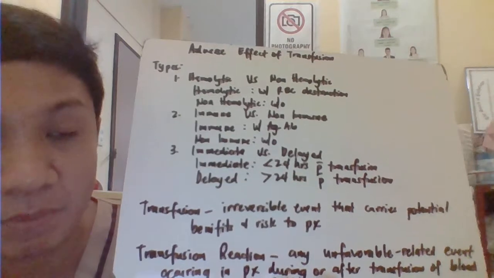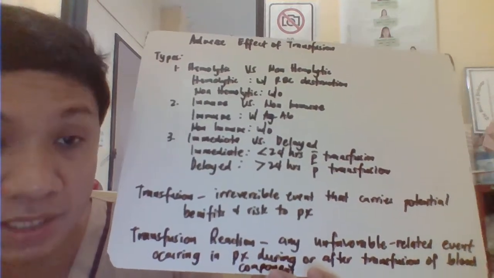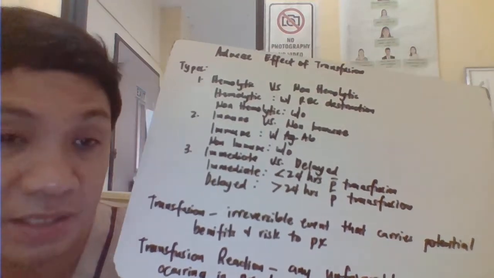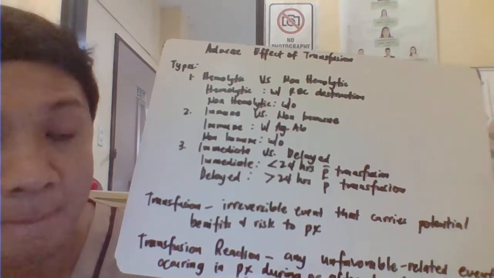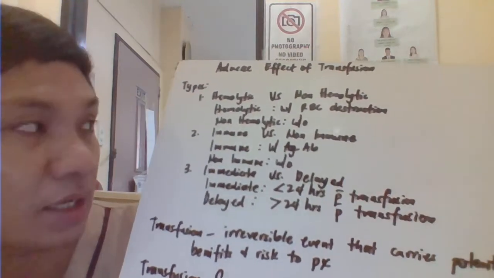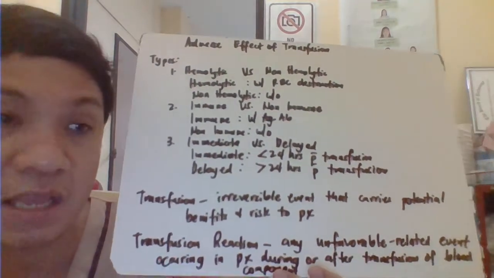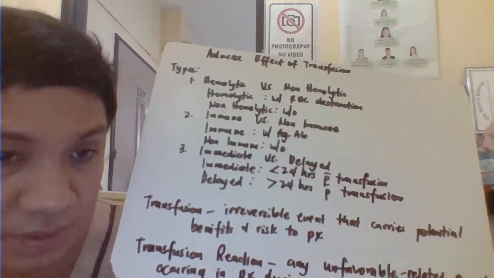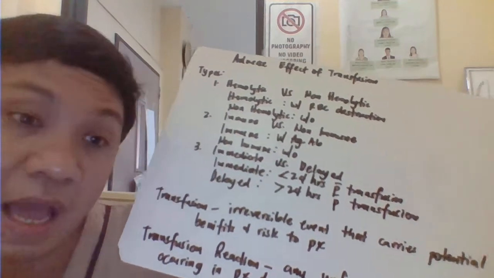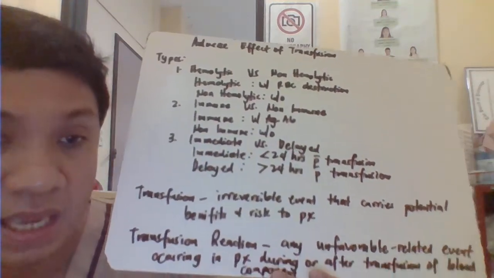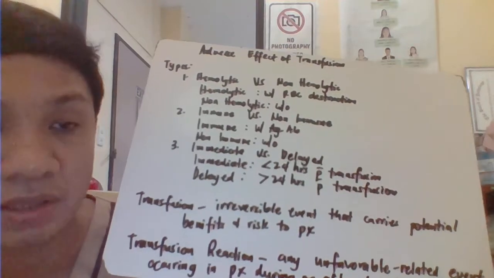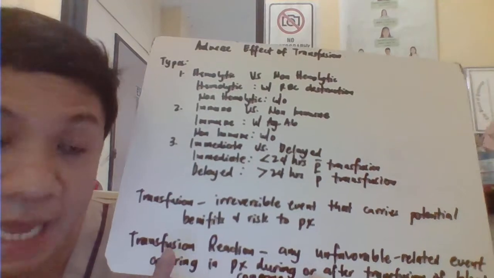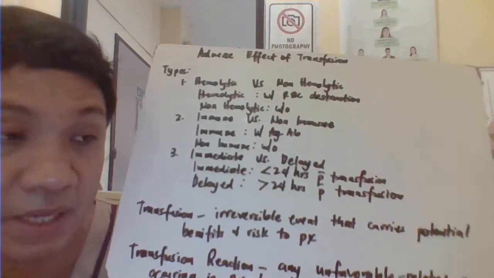When we speak about hemolytic reaction, it involves RBC destruction. So if there is no RBC destruction manifestation, the absence of hemoglobinuria and hemoglobinemia, then that becomes your non-hemolytic. Then we have immune versus non-immune. Immune hemolytic reaction is due to an antigen antibody complex. So the recipient has an antibody directed towards the antigen present on the donor cells which are incompatible with one another. Of course, the non-immune does not involve an antigen antibody reaction.